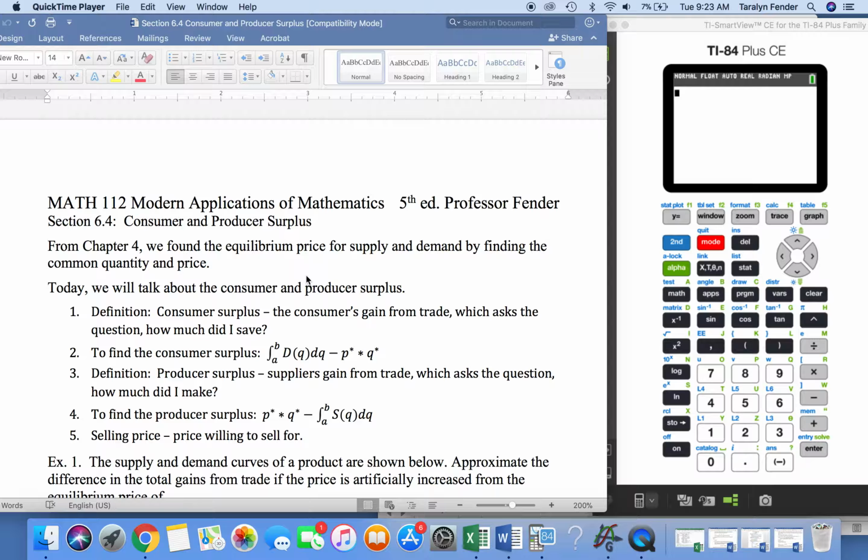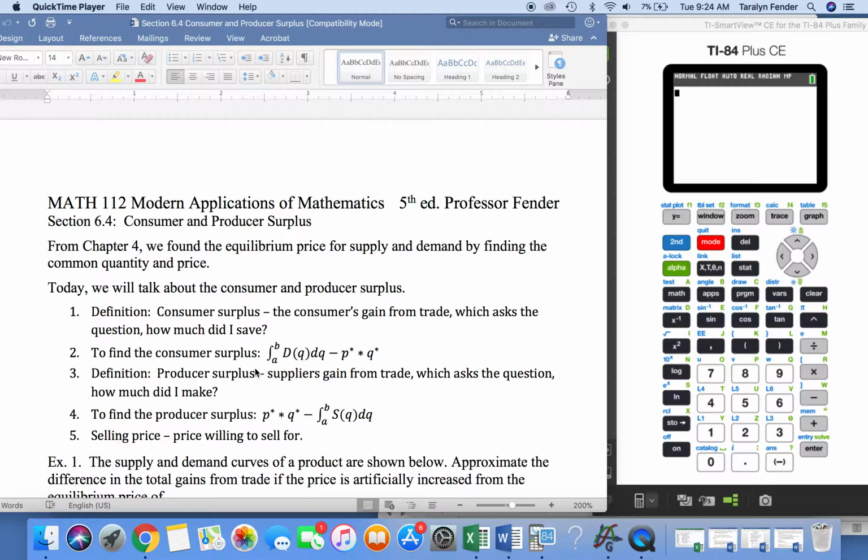Consumer and producer surplus. In Chapter 4, we found the equilibrium price for supply and demand by finding the common quantity and price. Today we're going to talk about consumer and producer surplus. Consumer surplus is the consumer's gain from trade, which asks the question, how much did I save?